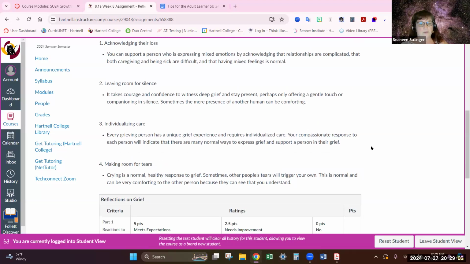And then finally, the fourth way would be making room for tears. Crying is a normal, healthy response to grief. Sometimes other people's tears trigger your own. This is normal and can be comforting to the other person because they can see that you understand.